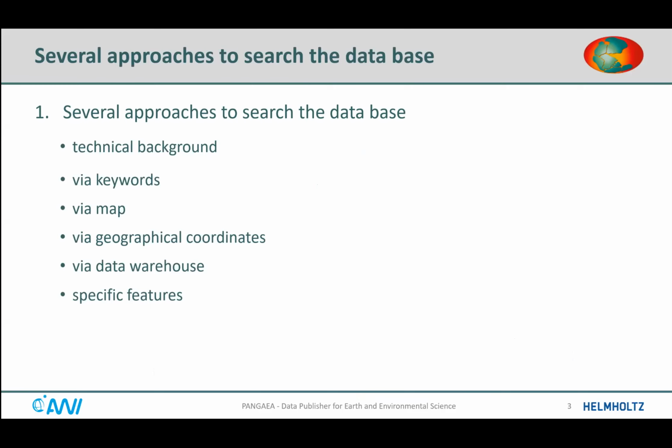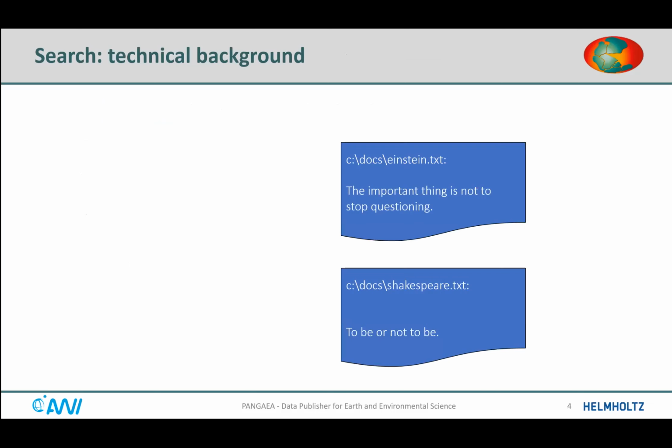So there are several approaches to search the database. First, we begin with a technical background, and then you can do your search in different ways, for example, via keywords, map, geographical coordinates, via a data warehouse, and something that I've called here specific features. So first, there is a little technical background.